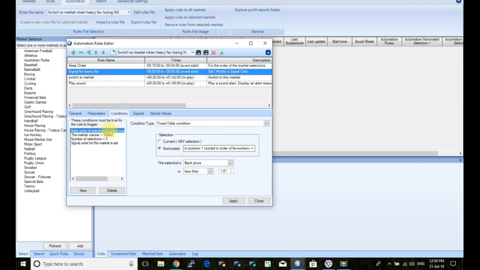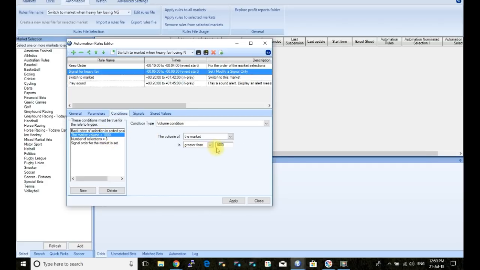And it's then going to look for the order of favouritism and that the back price is less than 1.81. The market volume is greater than 1,000, so that's the current traded volume. You can change it to whatever you want, 10,000, 100,000. When the Premier League season starts, probably looking at about 3,000, 5,000, because we're going to take into account the lower leagues as well.